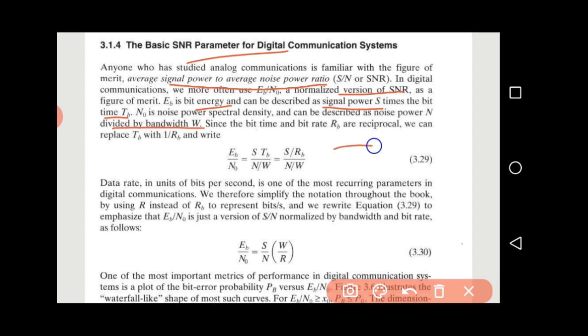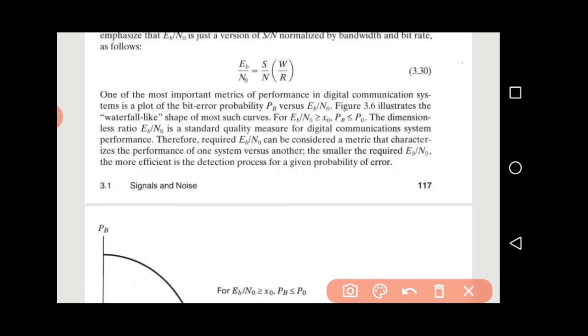Since the bit time and bit rate Rb are reciprocal, we can replace Tb with 1/Rb, and so we get Eb/N0 equal to S·Tb over N/W, which is equal to (S/Rb)/(N/W). Data rate in units of bits per second is one of the most recurring parameters in digital communication. We therefore simplify the notation throughout the above equation. Emphasize that Eb/N0 is just a version of signal to noise ratio normalized by bandwidth and bit rate as follows: Eb/N0 = (S/N)(W/R).